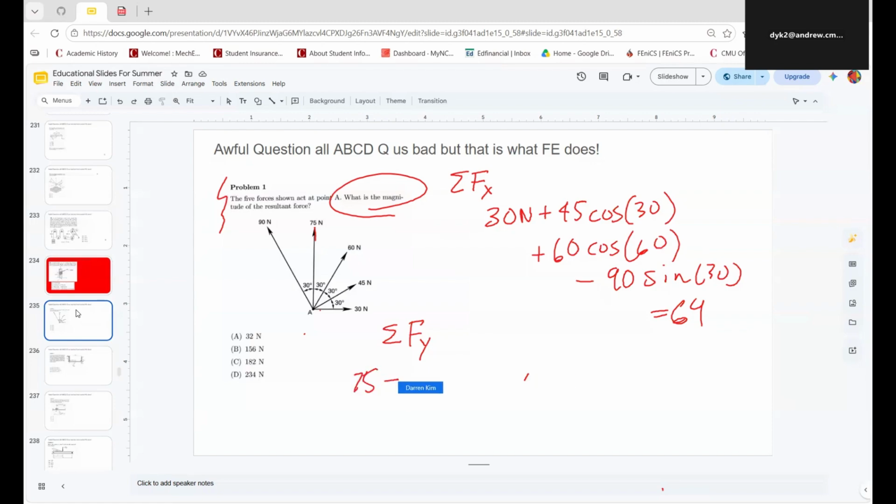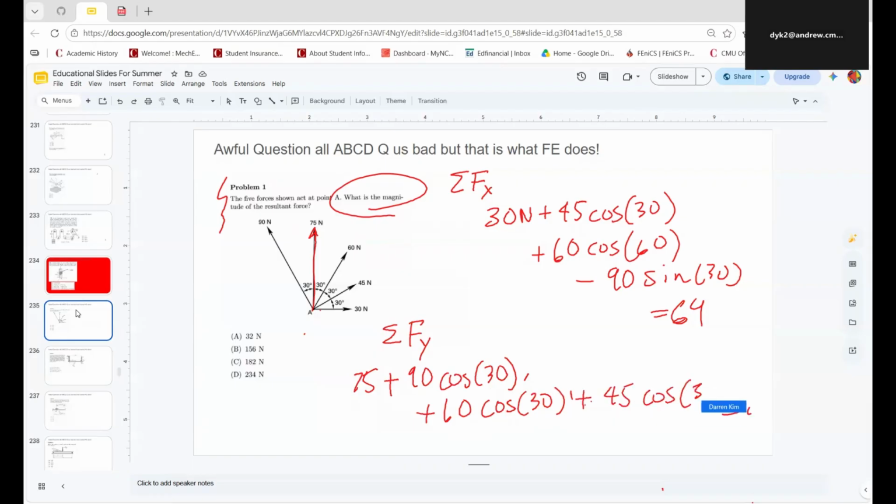Which says 75. Okay, so it's going to be like this. All of them are positive. So plus 90 cosine of 30, plus 60 cosine of 30, and then we can do plus 45 cosine of 30, and oh, that's it. It's going to be 45 plus 90 cosine of 30 plus 60 cosine of 30 plus 45 cosine of 30, and I get 343. Oh wait, I think I messed up somewhere.